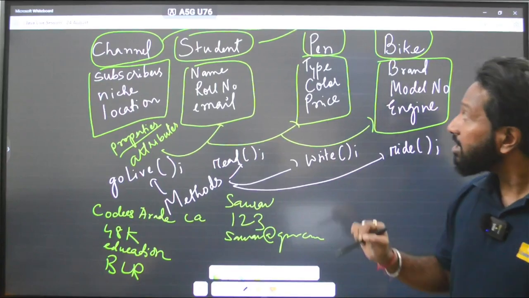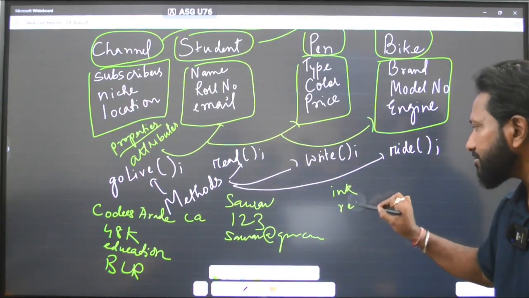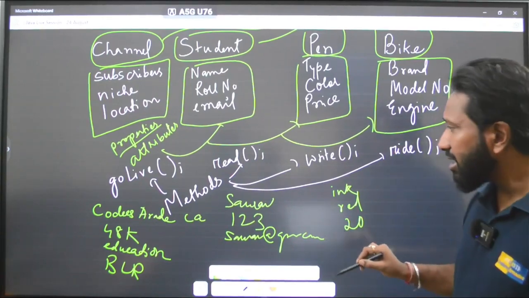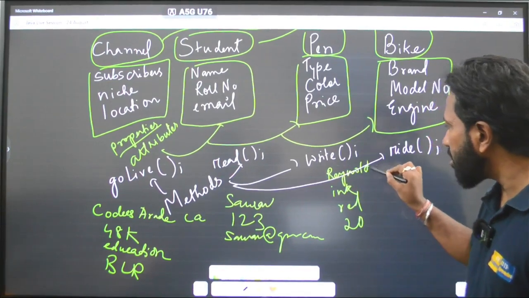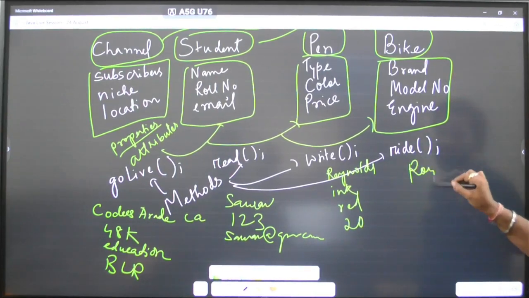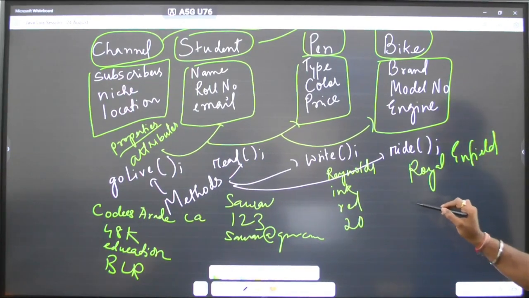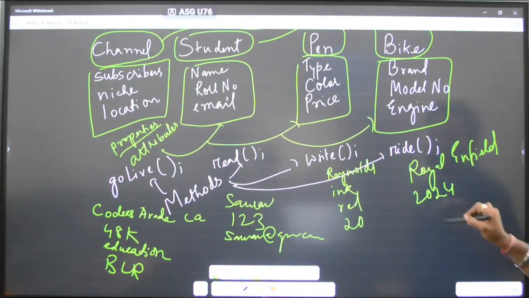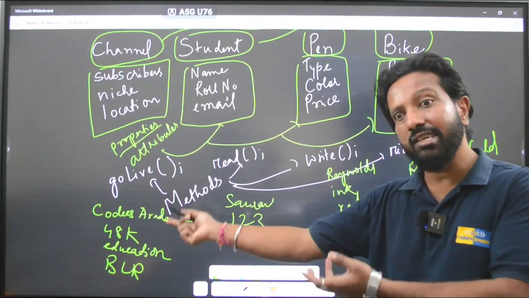Okay, got it. After that, here I have a pen. The type say it is ink pen. Then I have the color say red. Then I have the price say 20 rupees, for example. Okay, so here I am writing Reynolds. Got it? And in this case, the bike I am saying Royal Enfield, and then I am giving the brand. After that the model number, say 2024 model. After that the engine is say 350cc. So see how we can describe the properties.